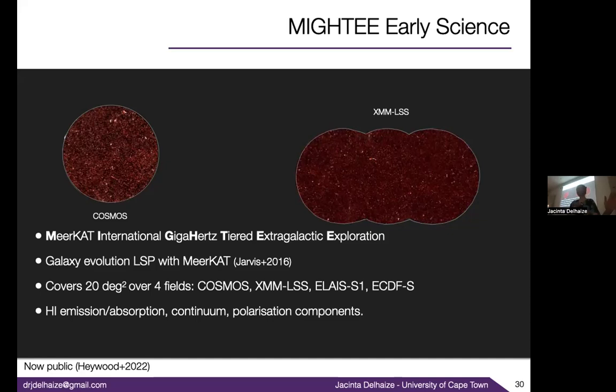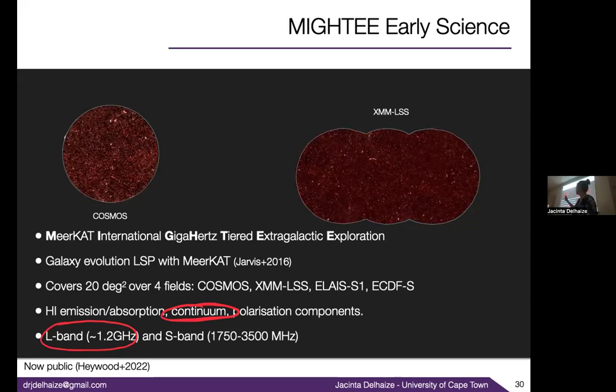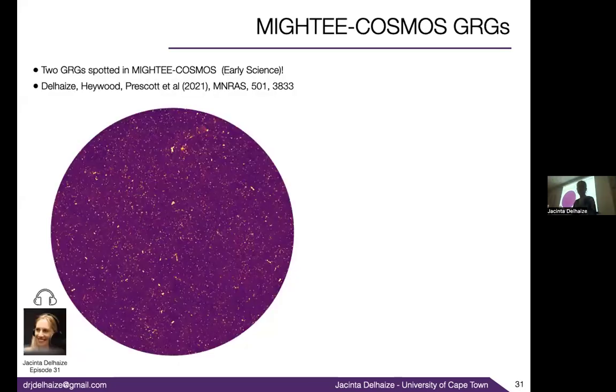It has an HI emission and absorption component, which we might talk about if we get to part 4. It has a continuum component, which I'll be talking about now. And it also has a polarization component, which I won't talk about. It's in L-band and will be in S-band. I think all of the L-band data is taken. No, that's not true. But very few of the S-band data is taken. I will be talking about some of the L-band data. And here is the early science MIGHTEE COSMOS image.